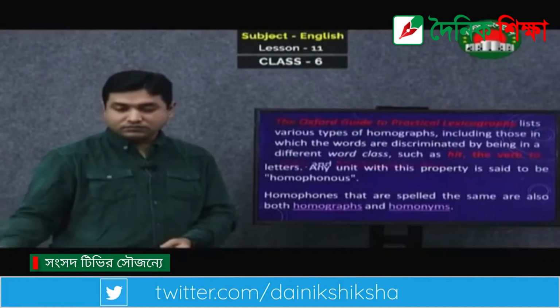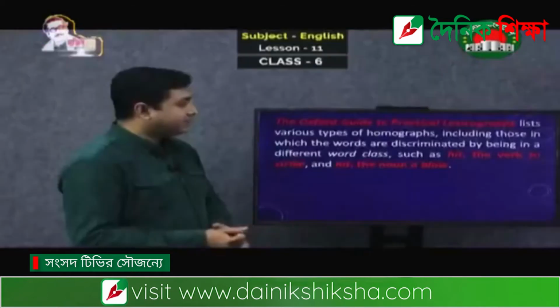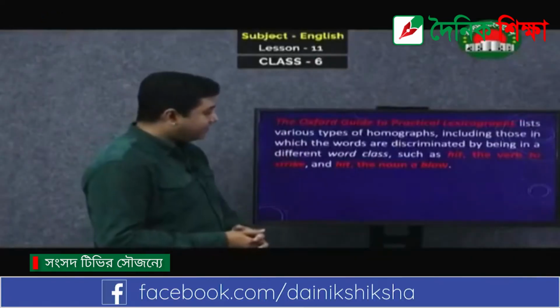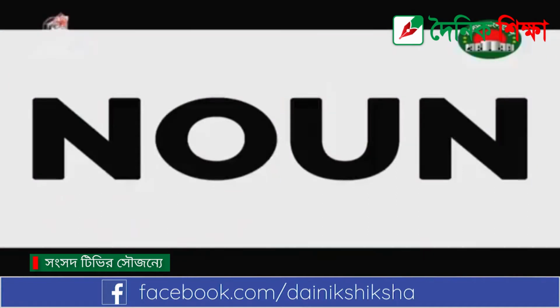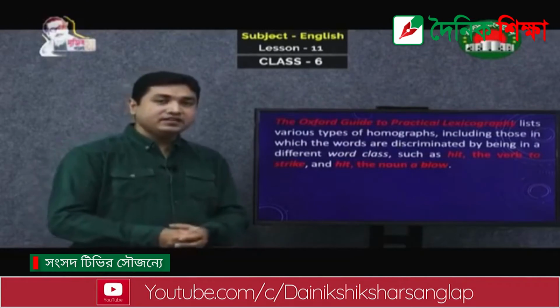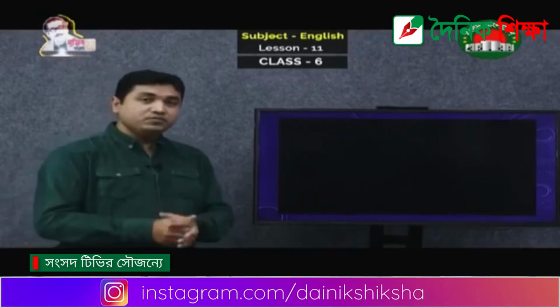The Oxford Guide to Practical Lexicography lists various types of homographs including those in which the words are discriminated by being in a different word class, such as hit. When it is used as verb, it means strike, and hit, when it is used as a noun, it means a blow. Dear students, you have got an idea about what homophone is. Let's see a video so that you can get a better idea about homophones.